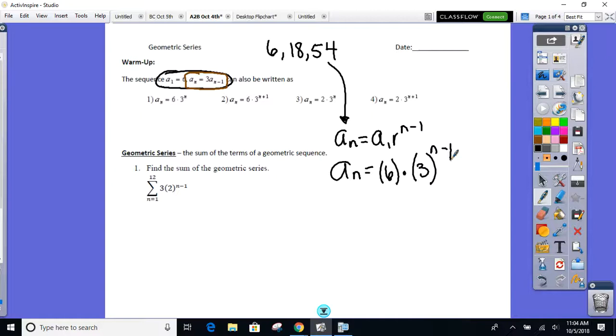You guys that were here yesterday, do I multiply 6 times 3? I do not. I leave it just like this. All right, so this is another way of writing this sequence: 6 times 3 to the n minus 1. Number 2 says n plus 1. Yeah, that should be n minus 1, sorry. I was going to say it's not even up here.